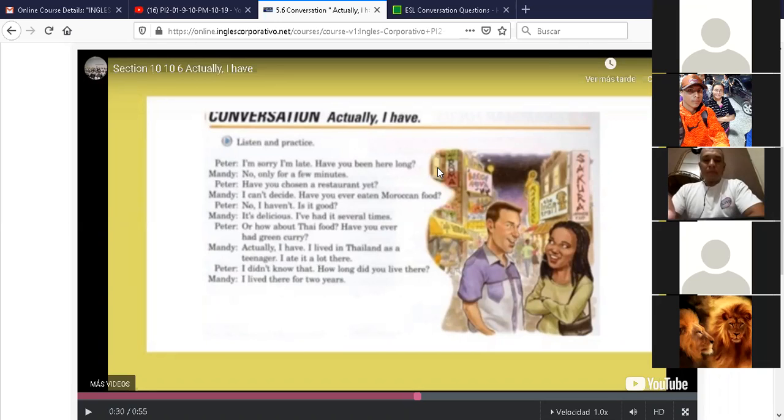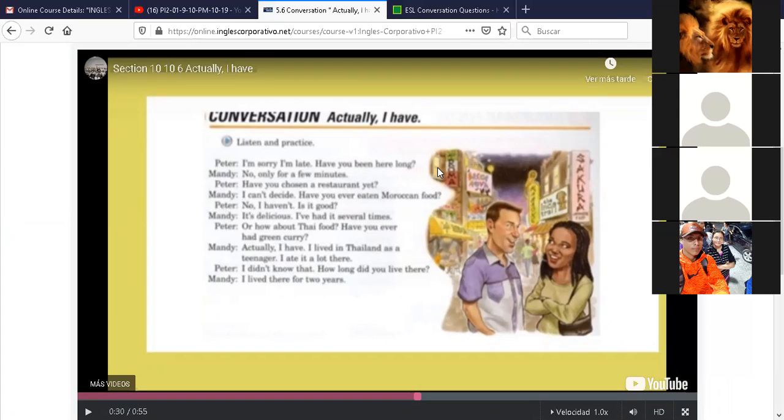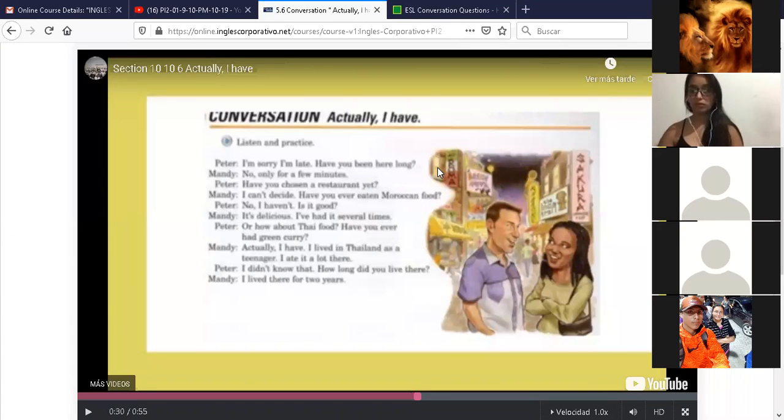Have you ever eaten Moroccan food? Ya has comido comida de Marruecos. Bien, en esta vamos a tener have you ever eaten, alguna vez. Cuando tenemos el have you ever, sería el alguna vez. ¿Alguna vez has comido comida marroquí? ¿Así se dice marroquí? Yes. Marroquí. Okay. Thank you. All right. Very good. How do you say alguna vez has? Have you ever? Very good.